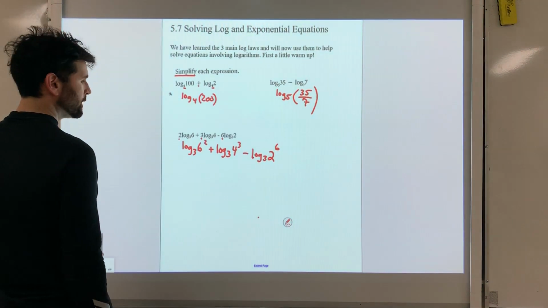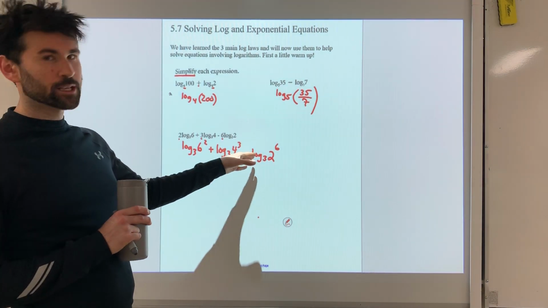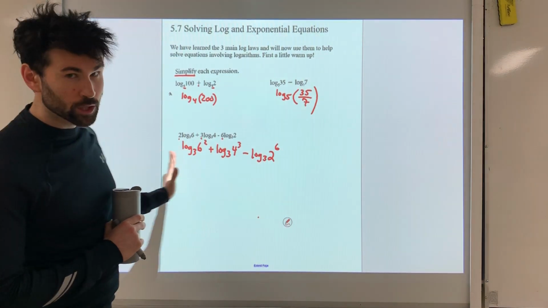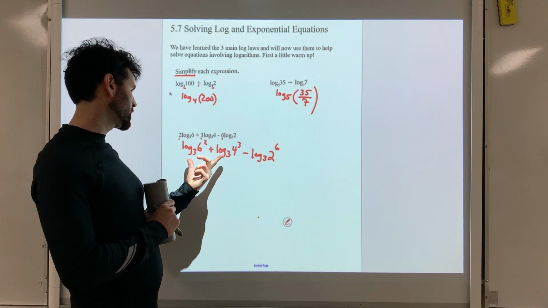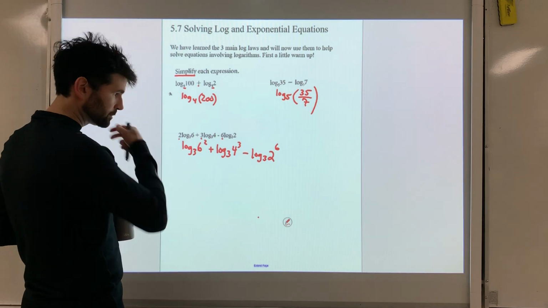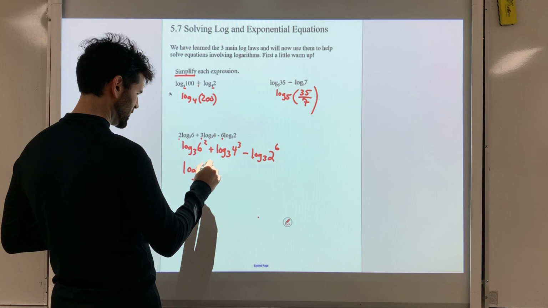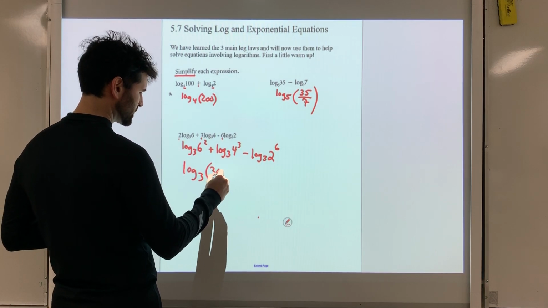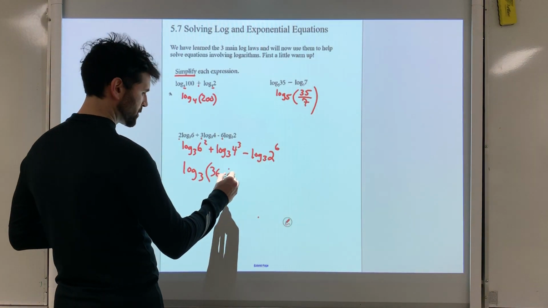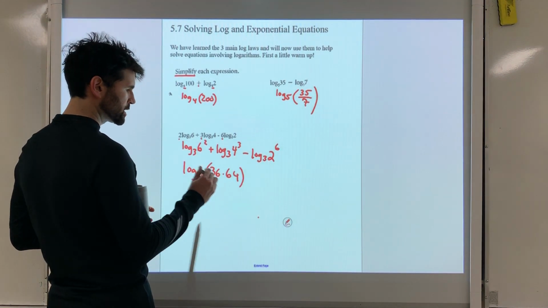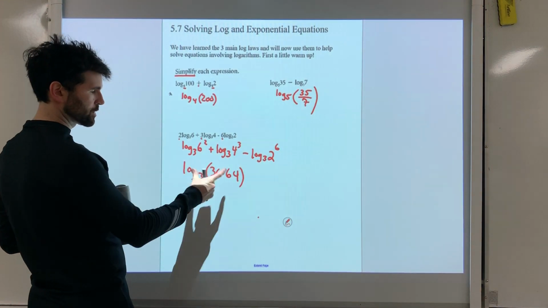Then what? Well, I have an addition, so I can combine those two, and then I have a subtraction, so I'm going to use the quotient law. Just work from left to right and do one thing at a time. So I'm going to do the product law first. 6 squared is 36, so it's log base 3 of 36 times whatever this is. 4 to the power of 3 is 64. I just used the product law: when it's addition, you can multiply together and write it as one log.